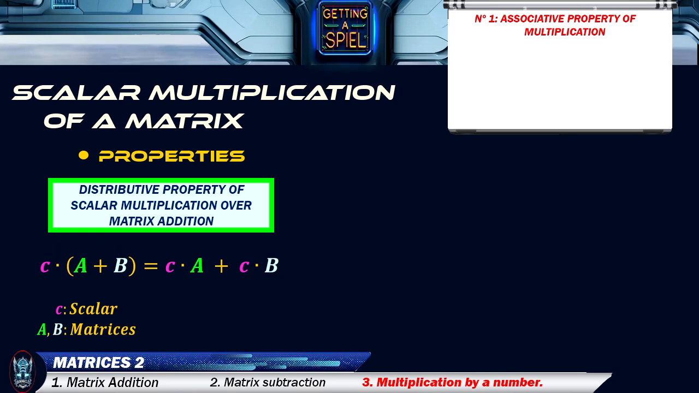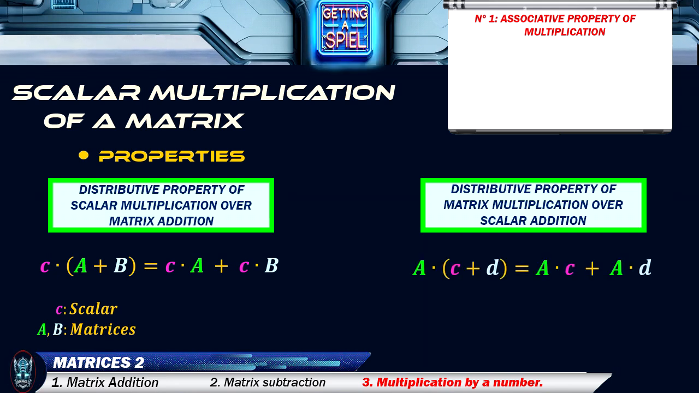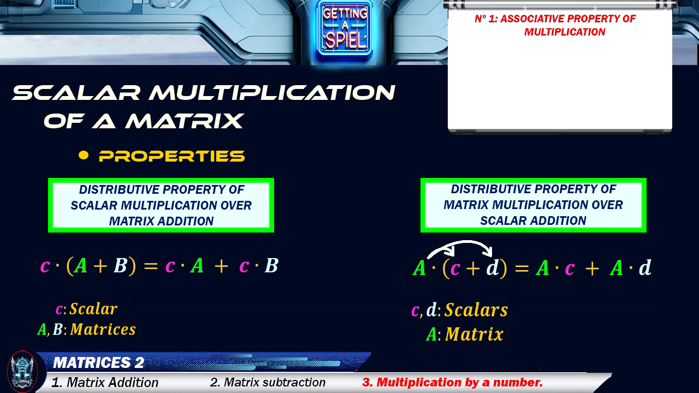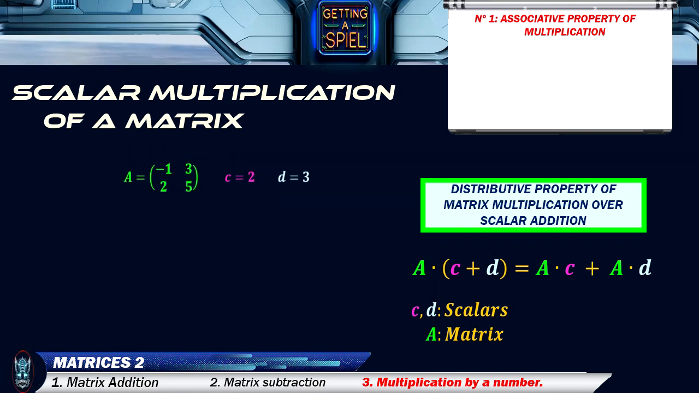There is also the distributive property of matrix over the sum of scalars. Multiplying matrix A by C plus D is the same as multiplying A by C and adding to the result A by D.